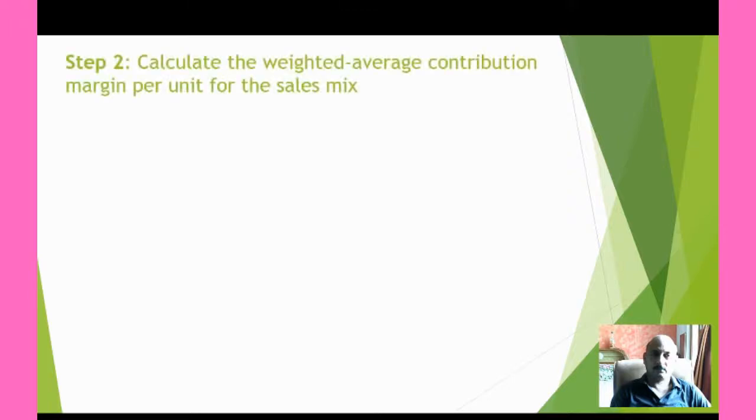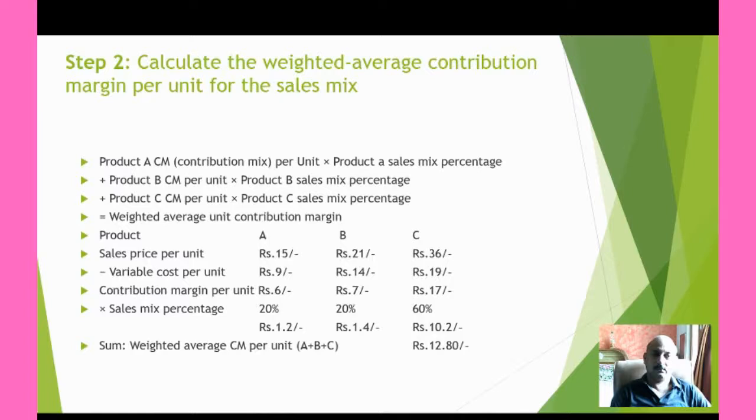So let's start. In product A, the sales price per unit is rupees 15, in B rupees 21, and in C rupees 36. Less variable cost per unit rupees 9, rupees 14, and rupees 19. Contribution margin per unit is rupees 6, rupees 7, and rupees 17. Into sales mix percentages 20%, 20%, and 60%.